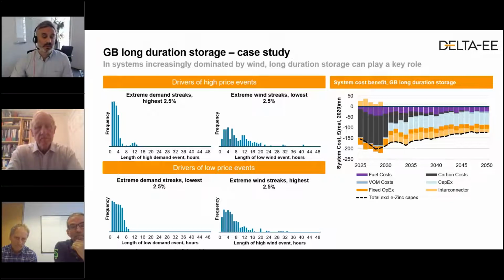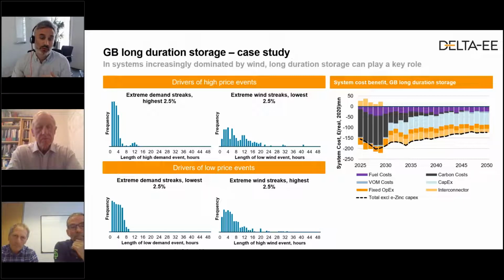And the same works on the flip side. Looking at the bottom charts, when demand is at its lowest, it's the overnight period between 1 and 4 or 5 a.m., versus when wind is at its high. So going forward, the drivers of low price events are also going to last for longer periods of time.